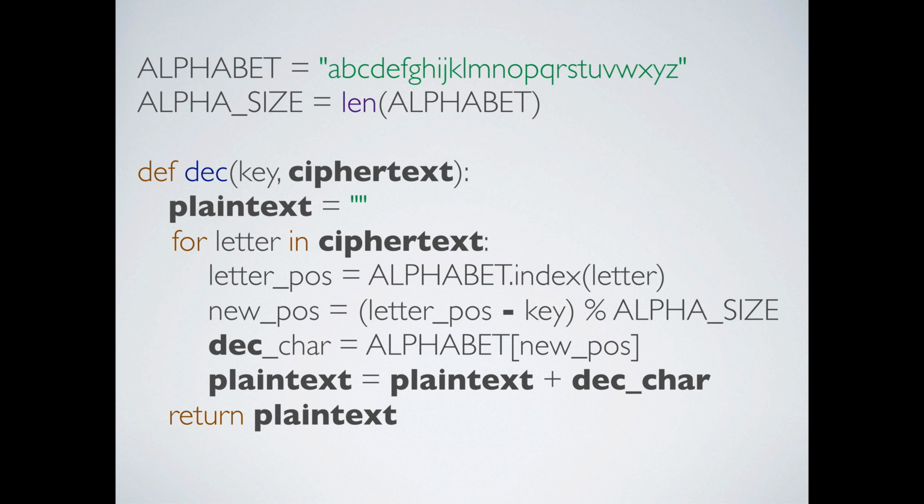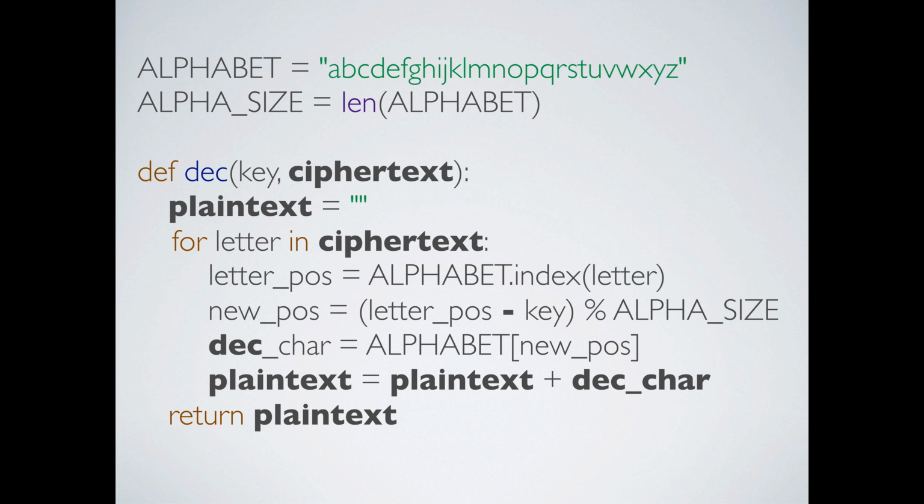And then again, we're now calculating basically the decrypted character, not the encrypted character, right? Because we're starting with the encrypted version, the ciphertext, and we're trying to decrypt it. We're trying to figure out the plain text. So we're building up the plain text 1 character at a time, and then eventually returning the plain text.